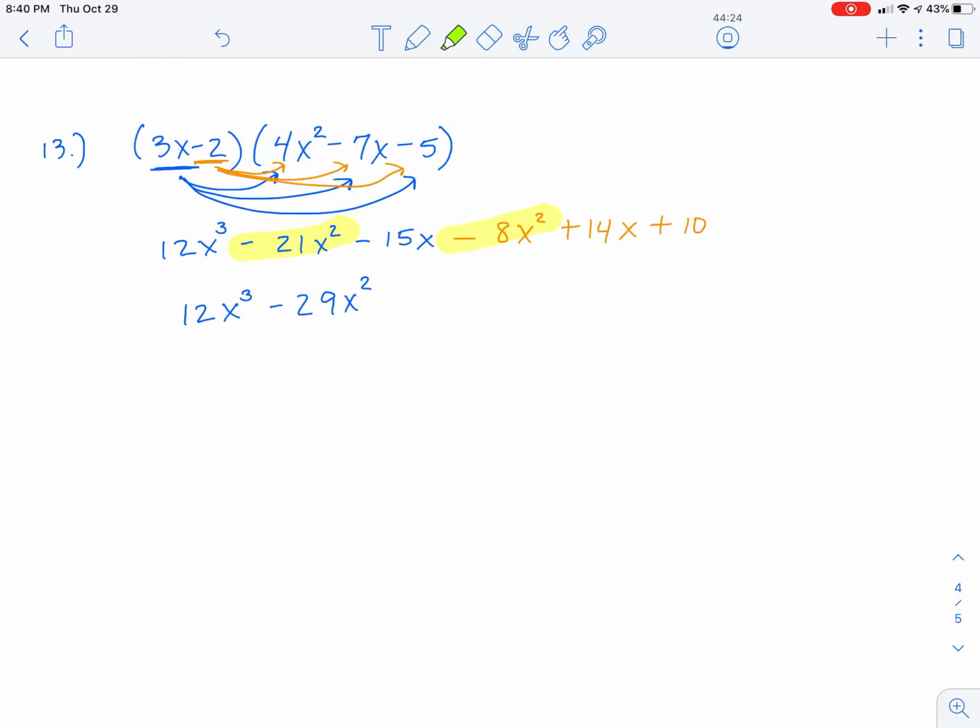Let's find another highlighter color. We'll take green. I have 2 x terms here. Let's put those together. Negative 15x and a positive 14x gives you a negative x. And then lastly, I have this plus 10 on the end here. And that is final. Once you have no other like terms, you've completed the work. So number 13, there's your answer for that.